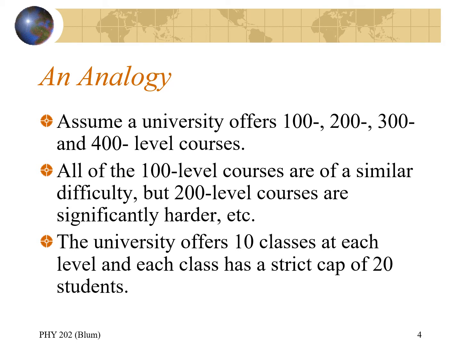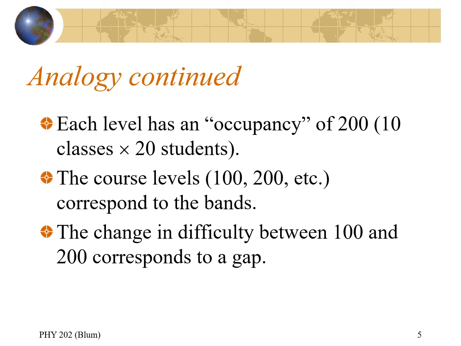And then we're going to fill up these bands, so we need to have some counting argument. In our analogy, we're going to assume that the university offers 10 classes at each level, and each class has a strict cap of 20 students in the course. So each level has an occupancy of 200, 10 classes times 20 students. The course levels again correspond to the bands, and the change in the difficulty level between a 100 and a 200, that corresponds to a gap.